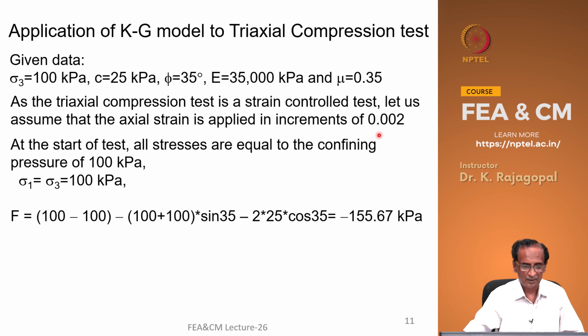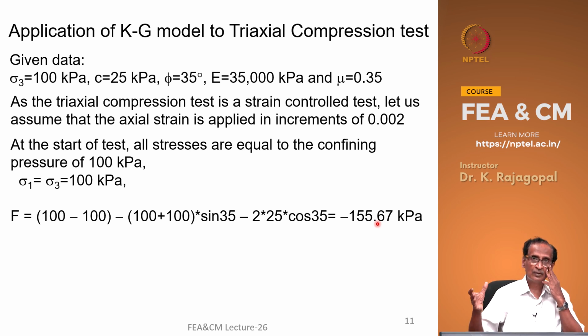Okay. So, our epsilon z, that is in the vertical direction, is 0.002, and at the start of the test all the stresses sigma 1 and sigma 3 are equal, at 100. So, if you substitute sigma 1 and sigma 3 of 100 and the C and phi in our yield function equation, it is minus 155.67, and obviously the stress state corresponding to the all-round pressure state is a dot on the normal stress axis, and it is within the yield limit.